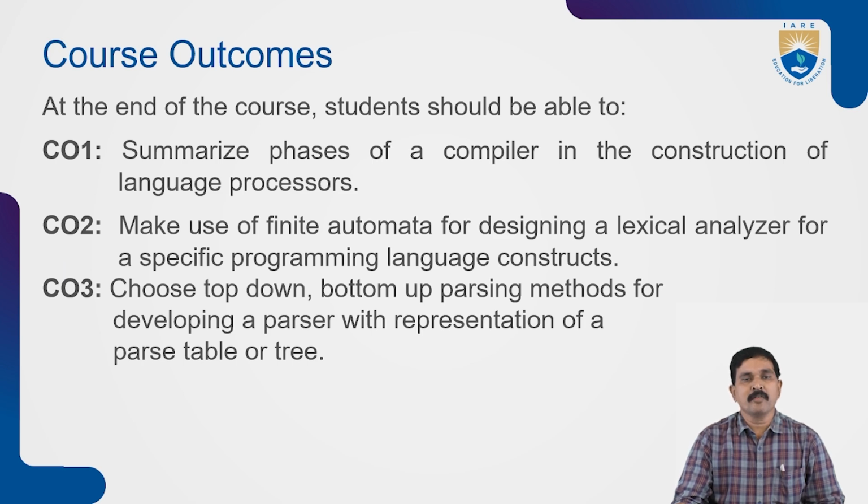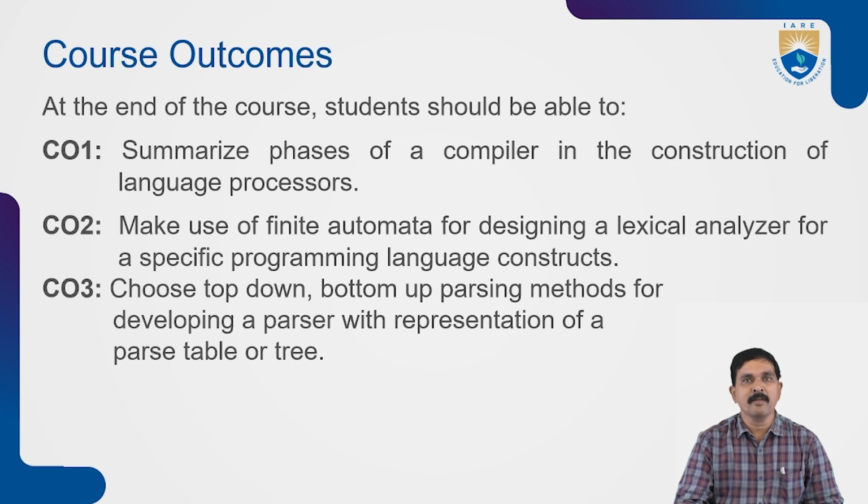At the end of the compiler design course, students should be able to learn the following course outcomes. I will explain the important outcomes of compiler design. The first course outcome is that the student knows the key phases of the compiler and the construction of the language processor. With the help of the phases of the compiler, the student is able to know the basic idea of a language processor. The second one is finite automata: how finite automata are very useful for compiler construction. That outcome is CO2.